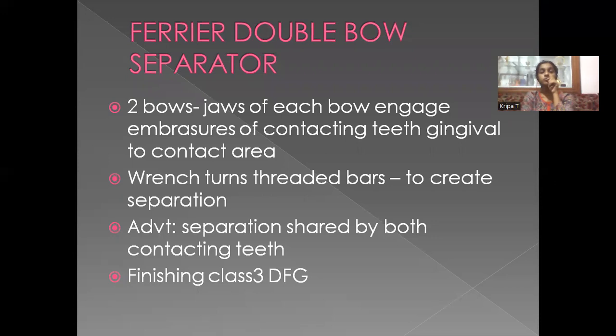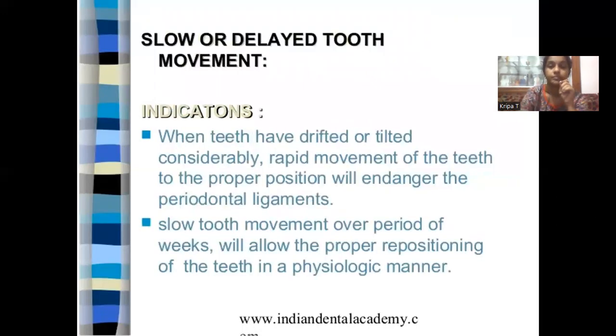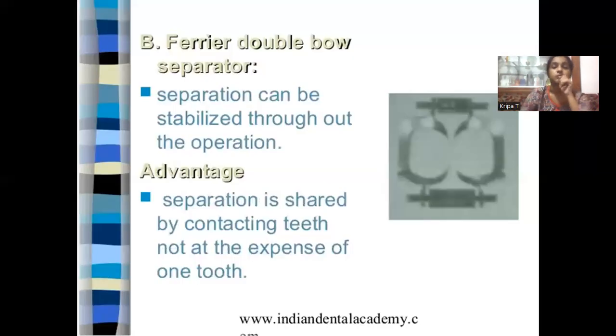So you have two bows here. Each has its own jaw, two jaws. Jaws of each bow will engage the embrasure of your contacting teeth, gingival to the contact area. Ferrier turns the threaded bars to create separation, and this is mainly used in direct filling gold. So here you can see the photograph of the Ferrier double bow. It has two bows with their own jaws and the threaded bars.